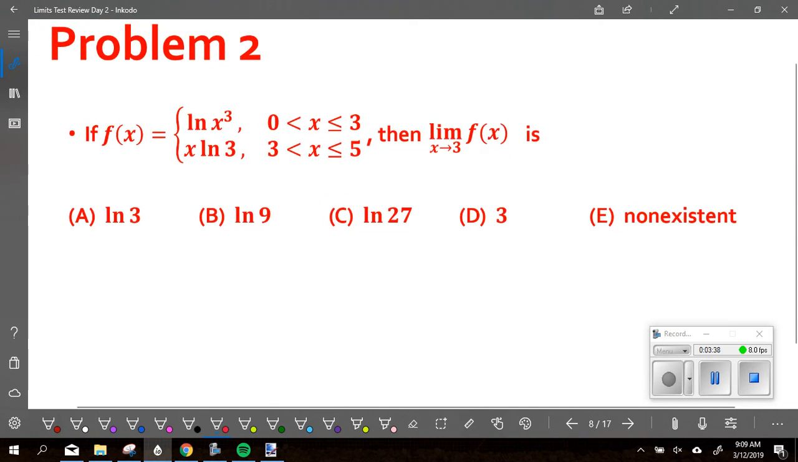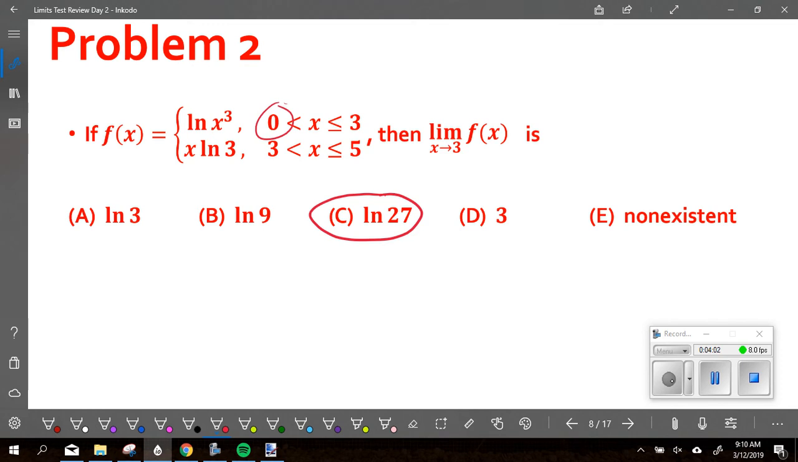This one's a little bit tougher. This is more properties of exponents than anything else. Find the limit, natural log of x cubed, x natural log of 3. Find the limit as x approaches 3. The correct answer to this question is C. In order to decide if they're continuous or not, it's not going to be continuous at 0 because you can't take the natural log of 0.